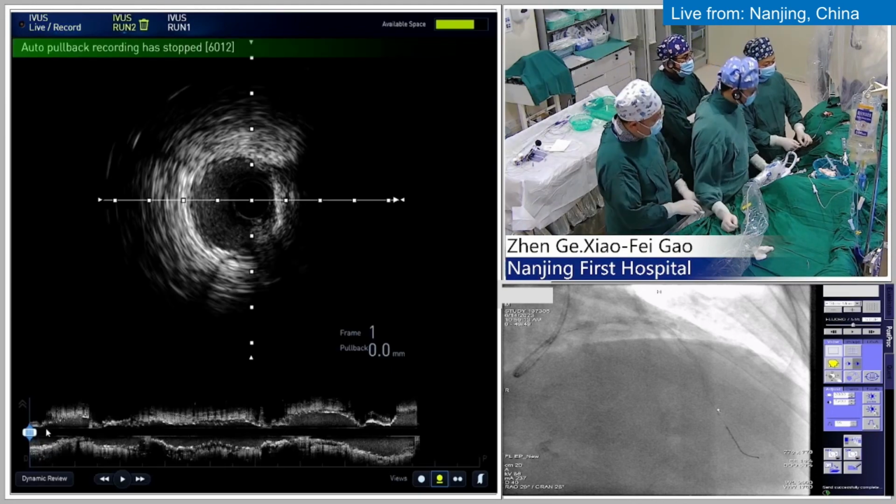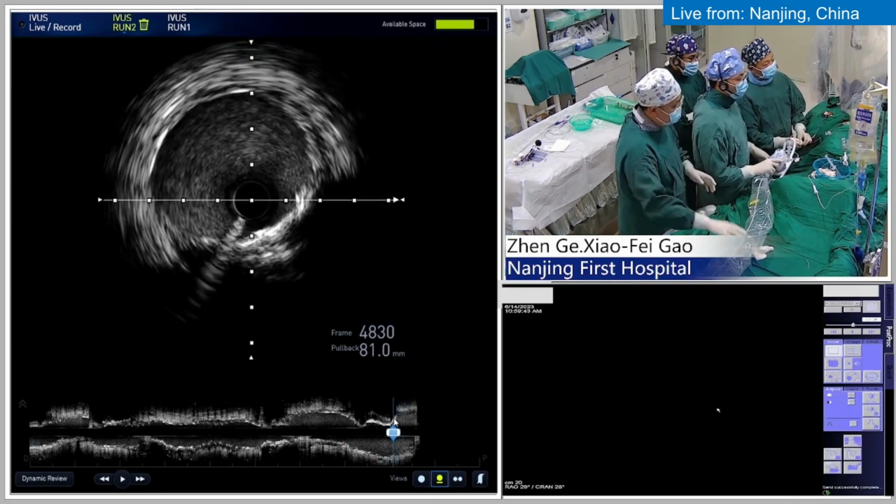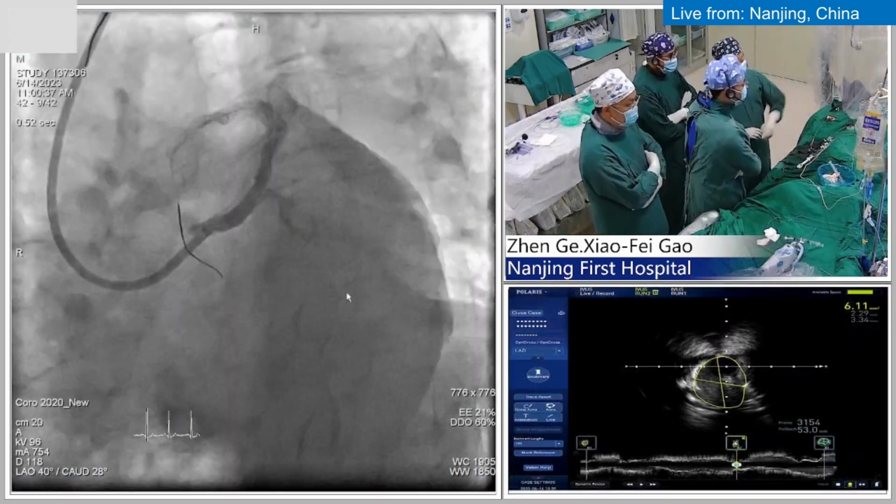Nevertheless, the proximal stent edge is normal, no dissection. Okay, I will stop, because the ostium of the circumflex is so okay. The stent is not covering it. Yeah, I'm very happy with this final result.